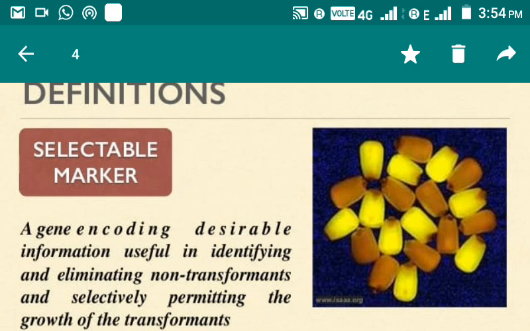For that purpose, a gene encoding desirable information is useful in identifying and eliminating non-transformants and selectively permitting the growth of the transformants. Okay, just know that it is anything which indicates whether your experiment is successful or not. For that purpose we use selectable marker genes, like beta galactosidase. There are many more, we'll discuss later on.